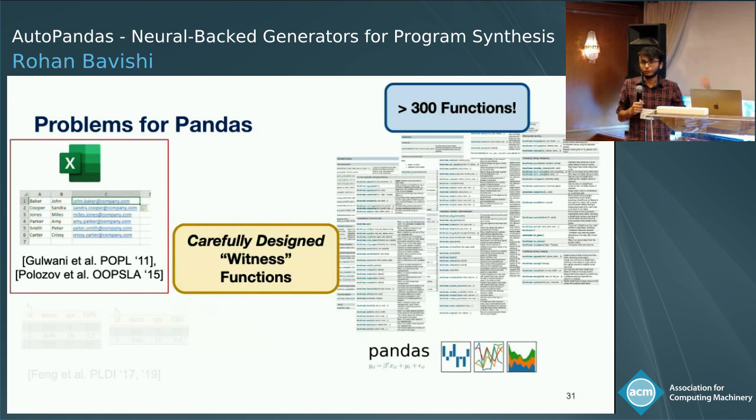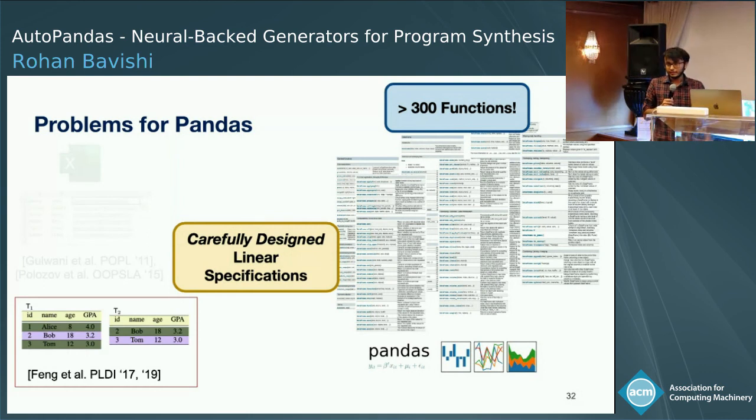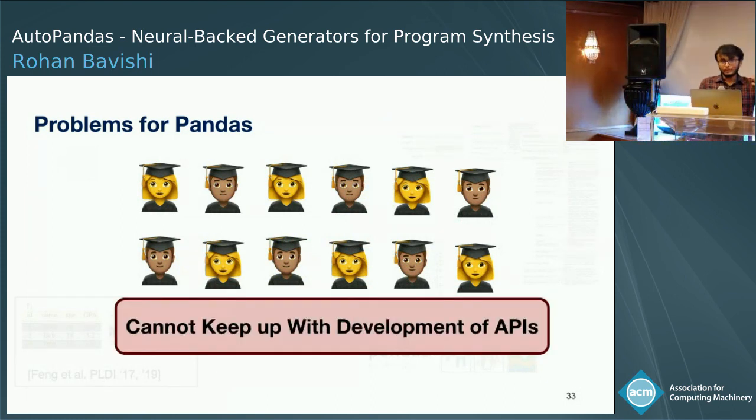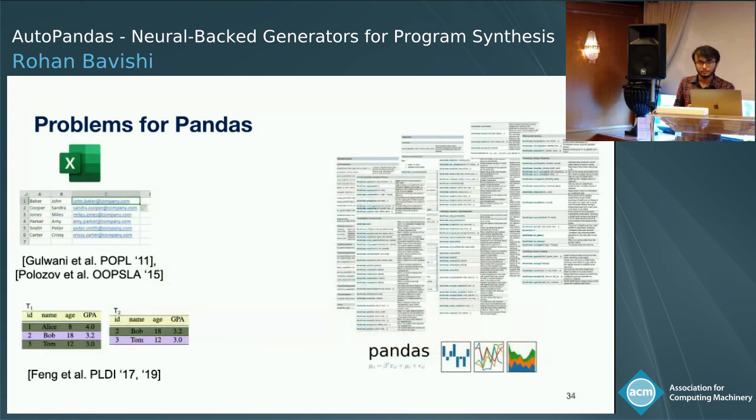Even within these techniques, if we wanted to scale them to these APIs, say FlashFill requires some careful design of these so-called witness functions, which do aggressive pruning of the search space. Similarly, Feng et al. used linear specifications. But if you wanted to do this for the entire API, you probably need to invest a lot of manual effort. And you cannot keep up with the development of APIs: the documentation changes, the implementation changes, new APIs come up. It's hard to keep repeating this process over and over.